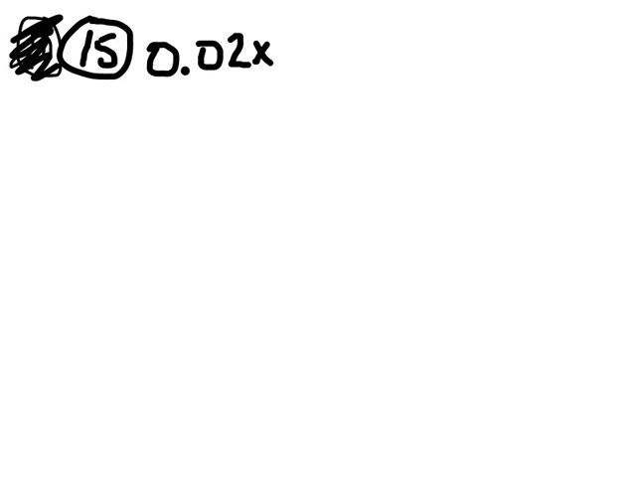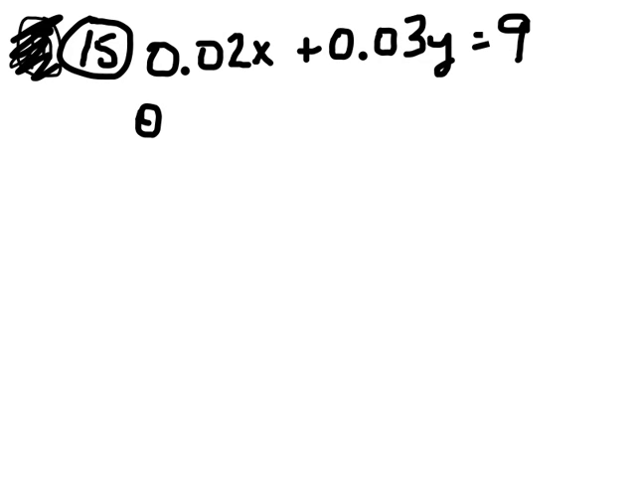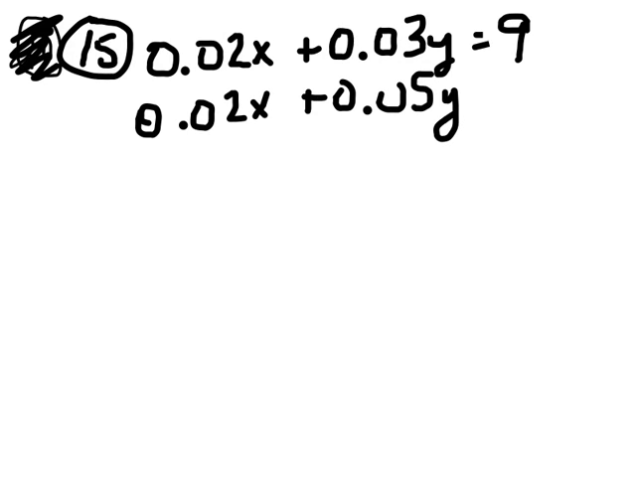0.02x plus 0.03y is equal to 9, and 0.02x plus 0.05y is equal to 13. Now, first of all, if you look at this, you might just not want to mess with the decimals. You could do the math with the decimals in it. It's not like you couldn't. But let's say you don't want to, okay?